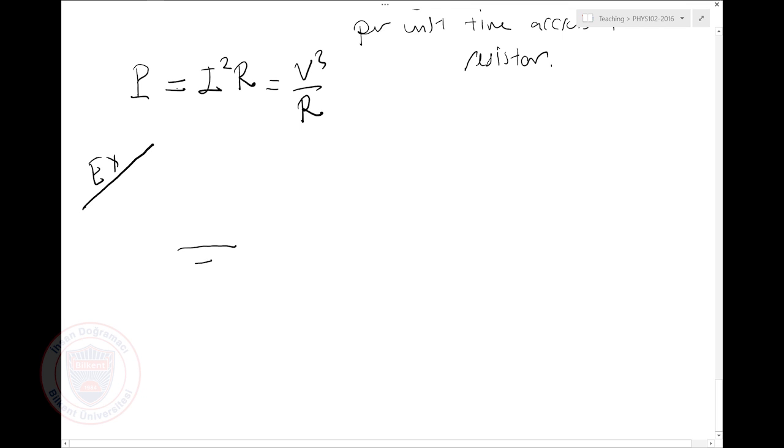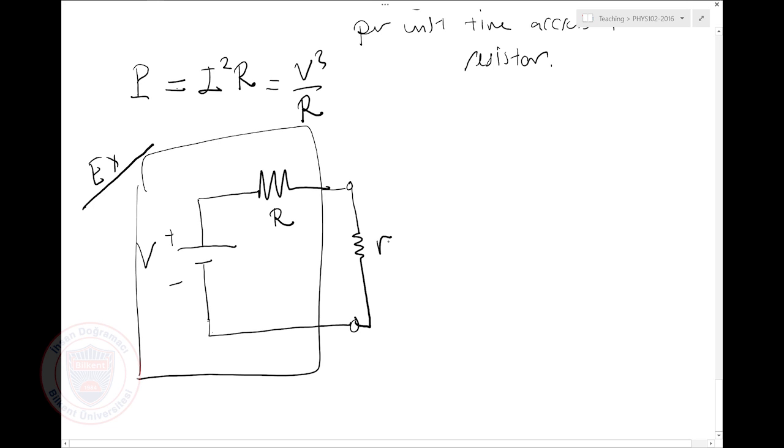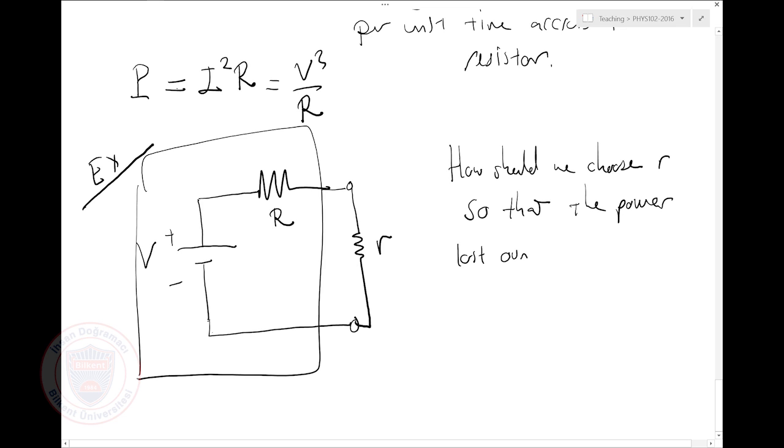Let's say that I have a battery of V volts and the resistance R is attached to it. And this comes as a package. What I would like to do is put another resistance, small r, here. How should we choose R so that the power lost on R is maximum?